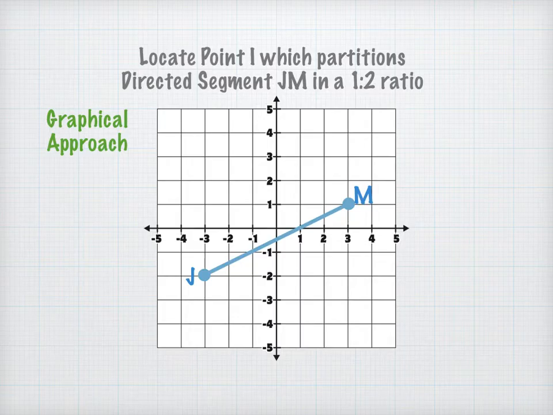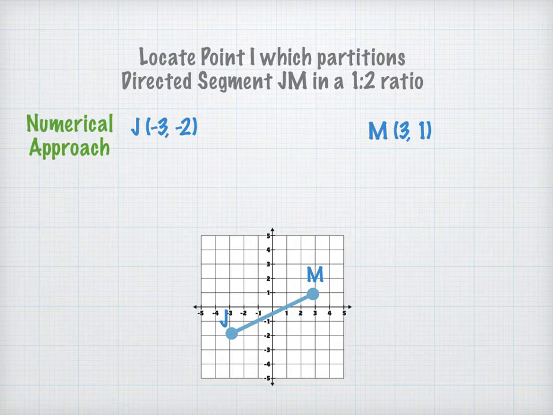So let's measure from J to M. Let's do our rise. That's a rise of 3. And let's do our run, a run of 6. So I want to go 1/3 of that rise and 1/3 of the run. So let's go up 1 and to the right 2, and there will be my point I. Now the same problem, but using a numerical approach.